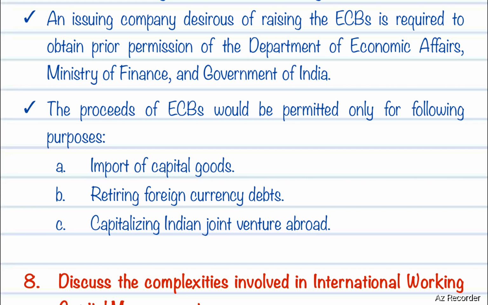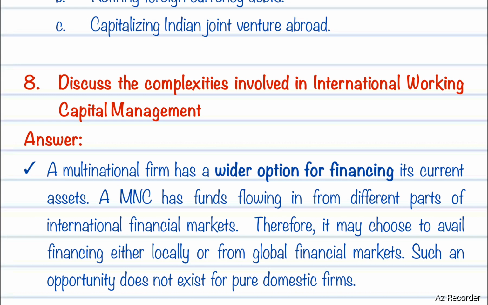Discuss the complexities involved in international working capital management. A multinational firm has a wide option for financing its current assets. A multinational company has funds flowing in from different parts of international financial markets. Therefore, it may choose to avail financing either locally or from global financial markets. Such an opportunity does not exist for pure domestic firms.